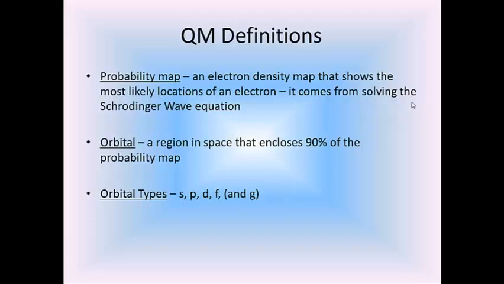Orbital types or sublevels: S, P, D, F, that corresponds to 0, 1, 2, and 3. Don't forget that L can be 0, 1, 2, 3, 4. So sublevel L can have numeric designation and alphabetic. Please make sure you know how to toggle between the two.